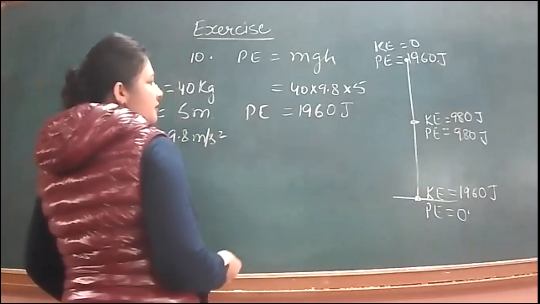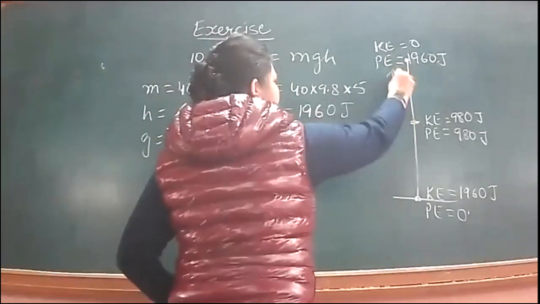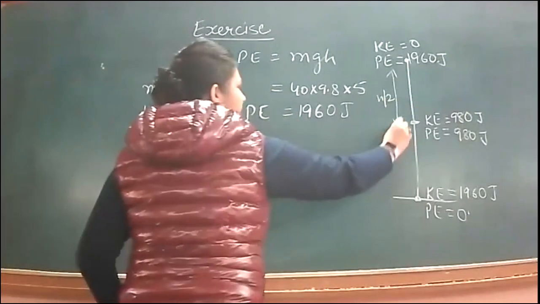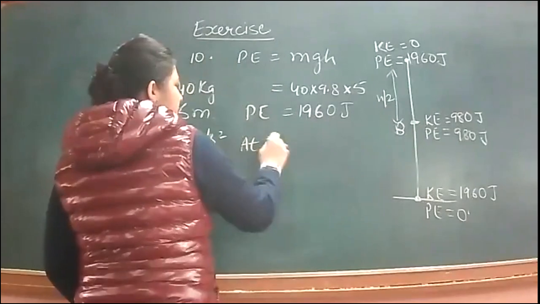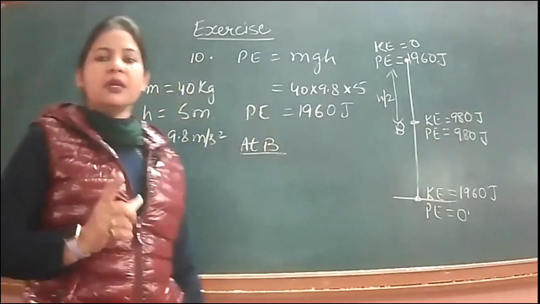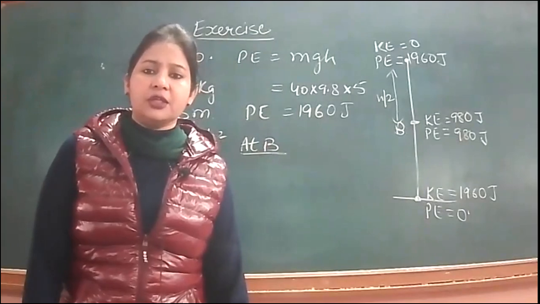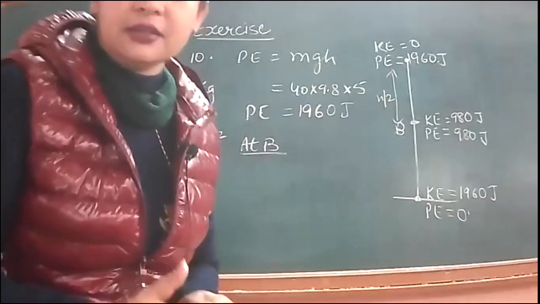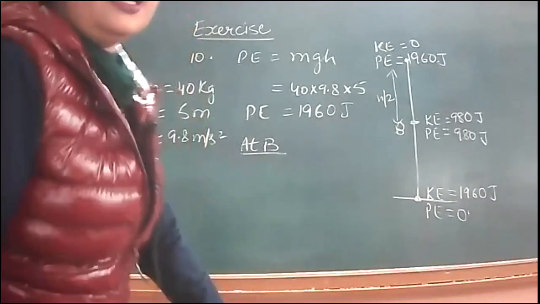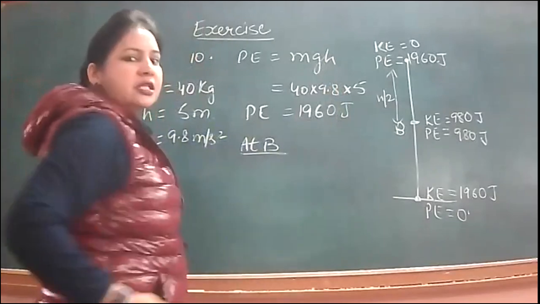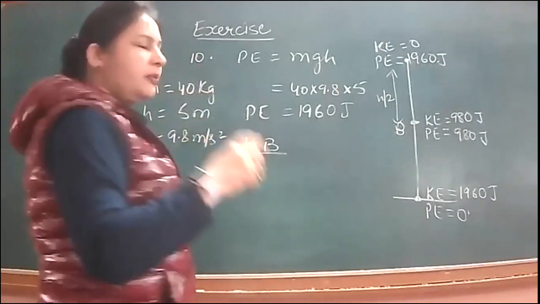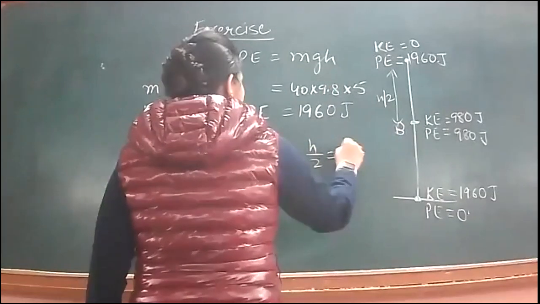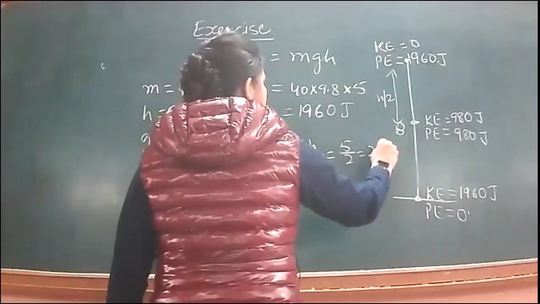So to find the potential energy, height here is half, h by 2. So at B point, let us say, B point humne midpoint liya hai. Remember that, don't confuse it with your derivation. Derivation mein humne B point at any distance x liya tha, half nahi liya tha. But now we are taking B point at the center, so here the height is h by 2. For B point, the height will be h by 2, that is 5 by 2, 2.5 meters.